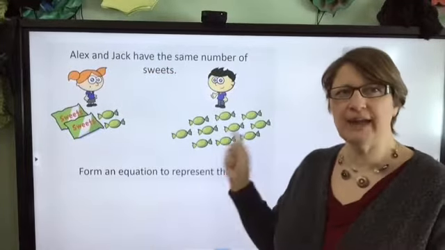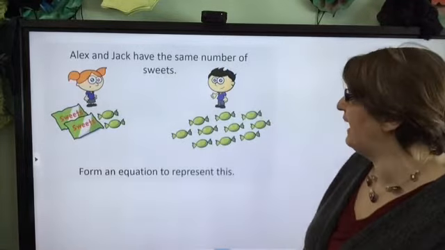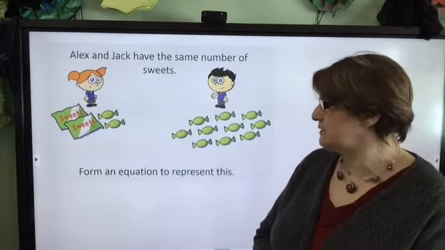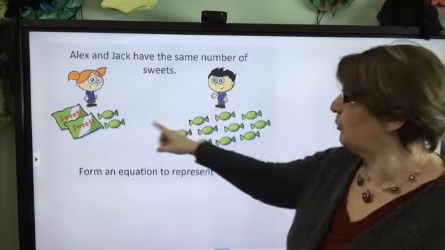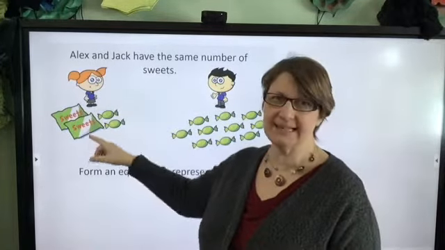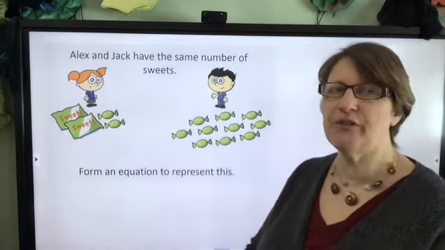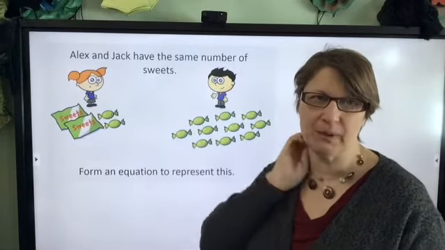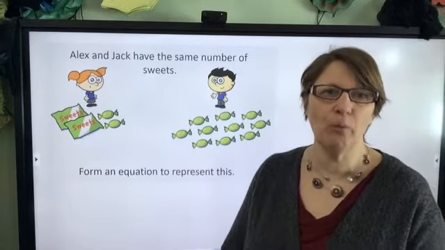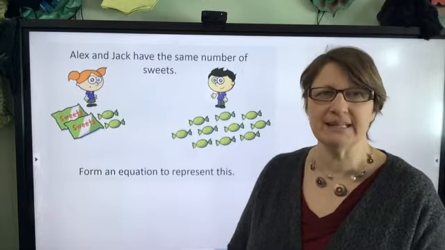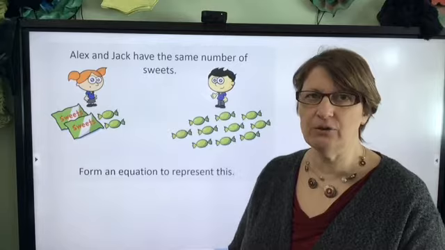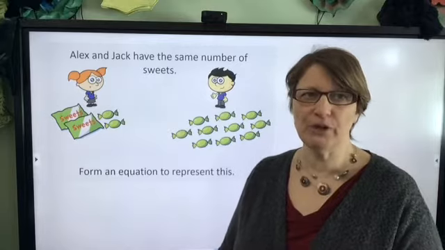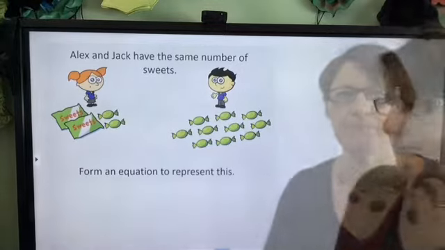So have a look at this next problem. We have Alex and Jack have the same number of sweets, but we can see how many Jack has, but we can't see all that Alex has. But we do know that they have the same amount of sweets. So I'd like you to form an equation to represent what you can see at the moment. Pause the video and then turn back on when you've formed your equation.